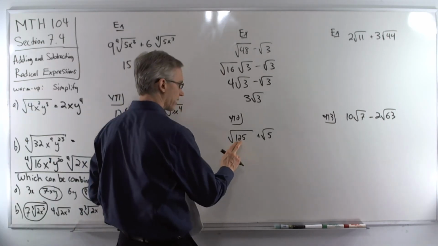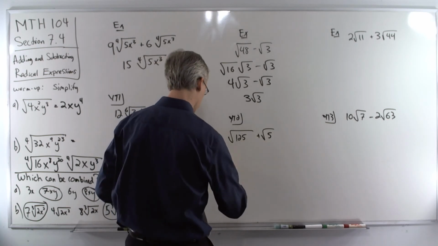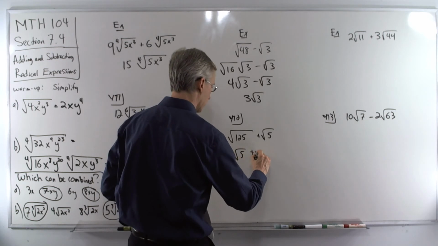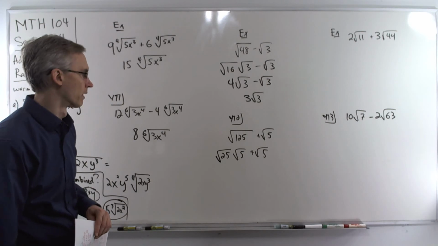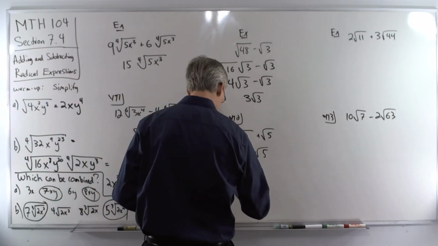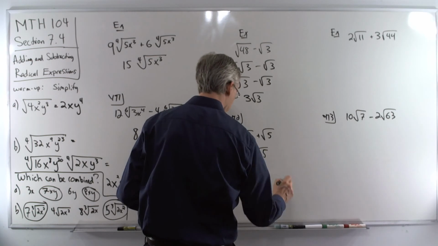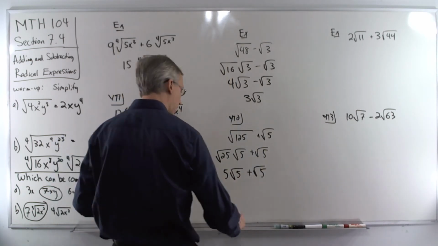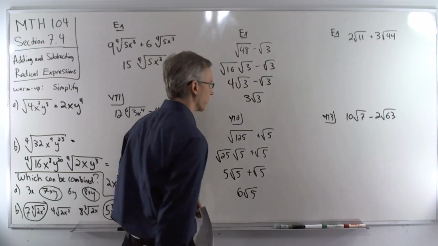All right, so you want to break up this into something times 5. And that would be 25 times 5. Square root of 25 is 5. So that gives us 5 square roots of 5 plus the square root of 5. Now we got 5 of them here, we got 1 of them here. We'll add them together to get 6 of them. So 6 square roots of 5.